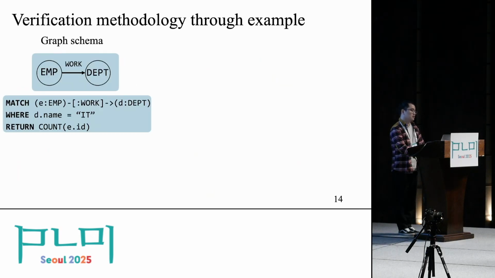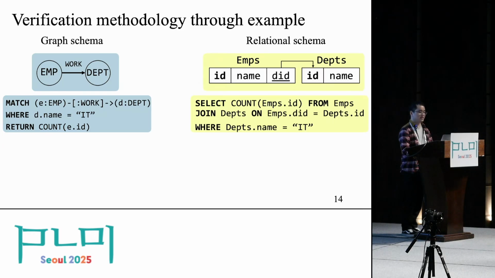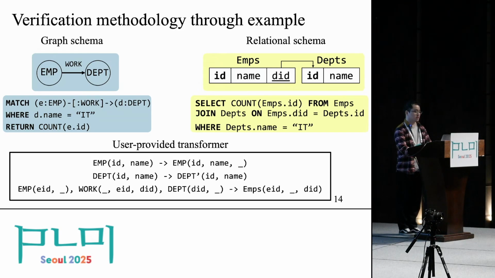Now, let's walk through an example to better understand how our method works. Suppose we have a graph query over this graph schema, a relational query over this relational schema, and a user-provided transformer to align these two schemas. Are these two queries equivalent modulo this user-provided transformer? The answer is yes. And I will show you how our methodology proves this.